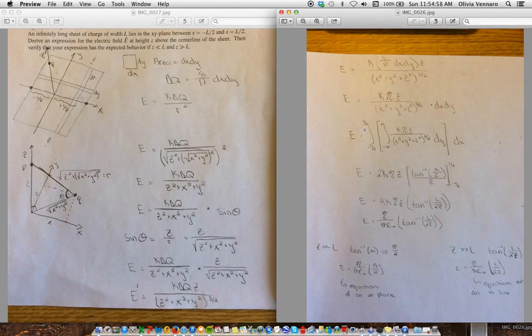So I plugged that into Wolfram, and they gave me this equation. And I know that you can pull out the 2k eta times z because those are just constants. And I know that k is equal to 1 over 4 pi epsilon naught. So the 4's will cancel out, and that just leaves me with eta over pi epsilon naught.